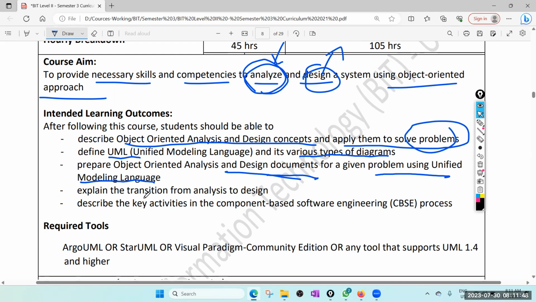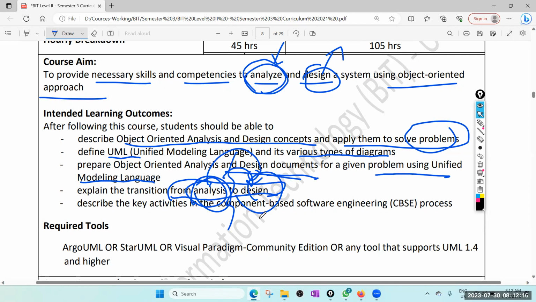So explain the transition from analysis to design. Right? Explain the transition from analysis to design. Once you understand the problem, you have to design it. So how do you bridge that? Okay, sometimes two different sets of people are involved, but these days, most of the time, the same set of professionals are involved in analysis and design. So therefore, it's not a big thing, but you have to change your mindset.